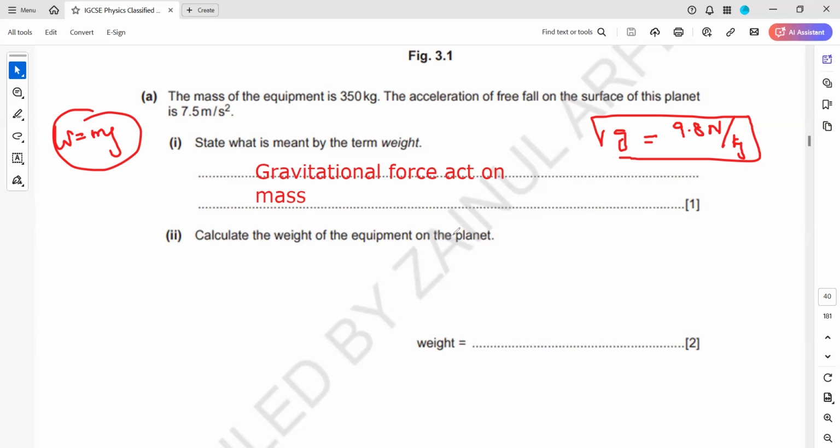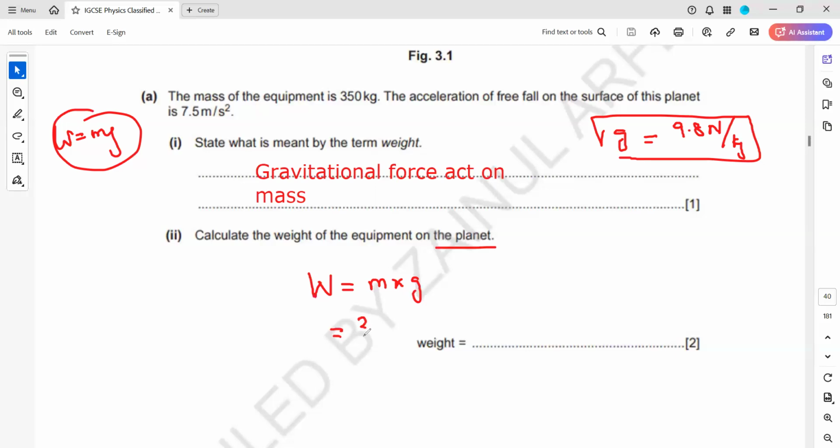Calculate the weight of the equipment on the planet. How to work out the weight? What's the formula? Multiply 350 by 7.5. You have to recall the formulas. I shared the formula sheets on the group about 5 minutes ago. Mass multiplied by gravity: weight is mass multiplied by gravity.